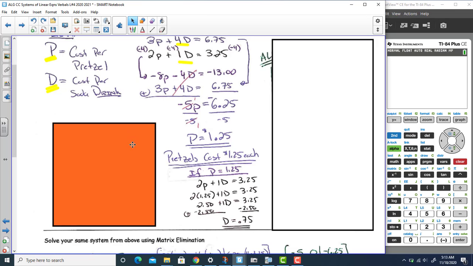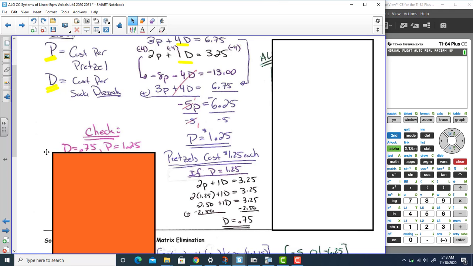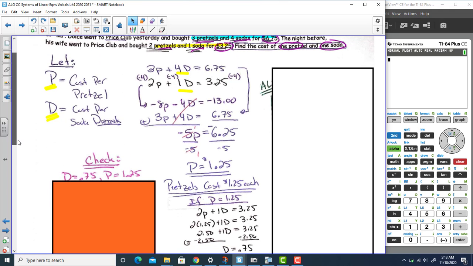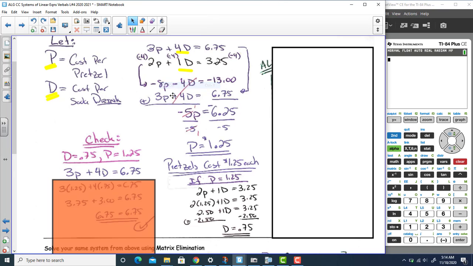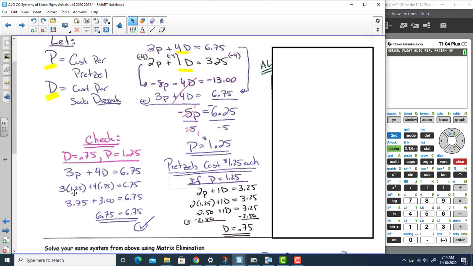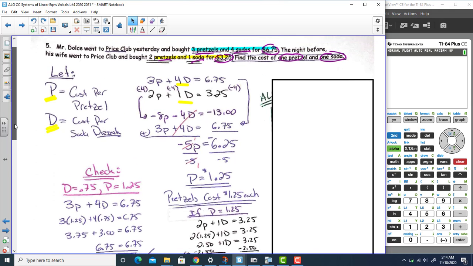Once I had the cost of the pretzels and the drinks, I checked my work. Is it true, based on that information, if I substitute back into the first equation, that 3 pretzels and 4 drinks will in fact equal $6.75? Substituting appropriately, I was able to determine that the 3 pretzels were $3.75, the 4 drinks were $3, and together they made $6.75, and my system was solved appropriately.